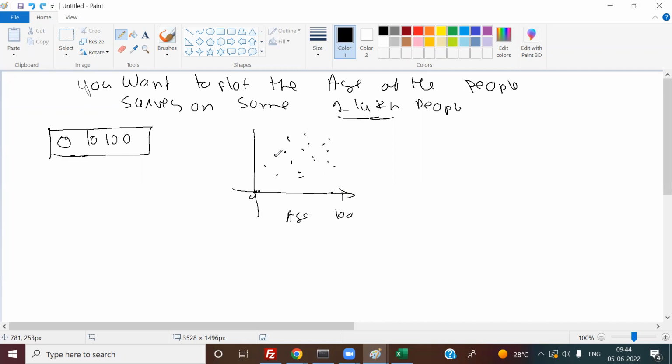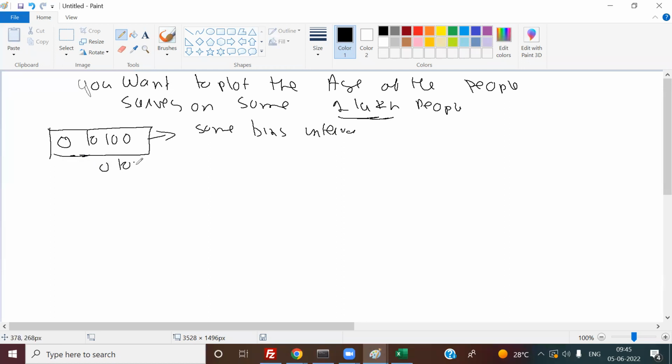Because software can plot it, but that plot has to be interpreted by a person, and that person would be you in this case. So what I can do is divide this 0 to 100 into some bins. Bins as in intervals. We will break it into some logical intervals. So I can say 0 to 10, then greater than 10 to 20, then greater than 20 to 30, and similarly it will go to 90 to 100.